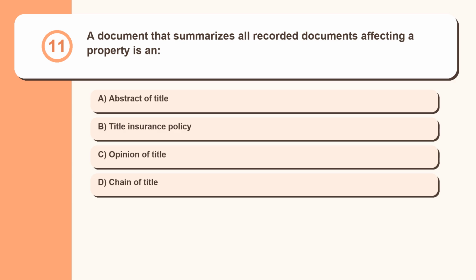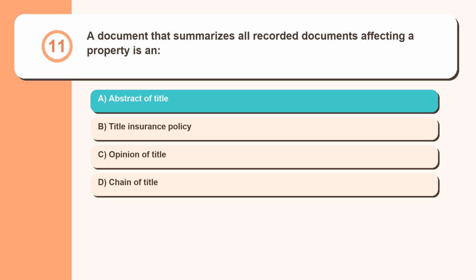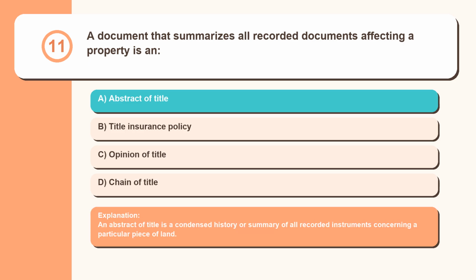Question 11. A document that summarizes all recorded documents affecting a property is an abstract of title, title insurance policy, opinion of title, chain of title. An abstract of title is a condensed history or summary of all recorded instruments concerning a particular piece of land.